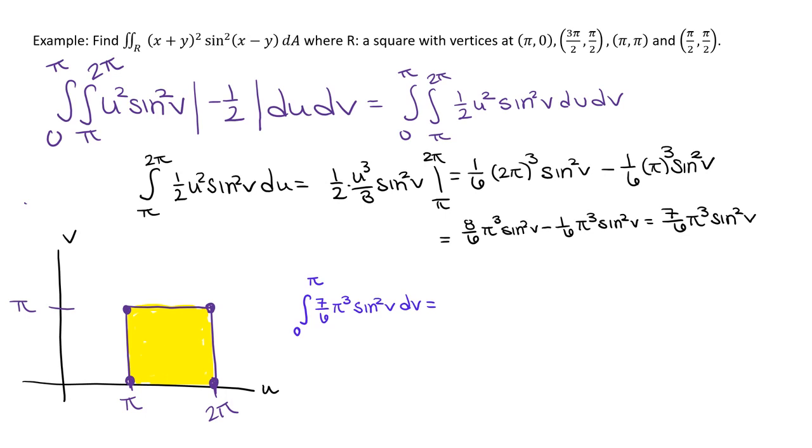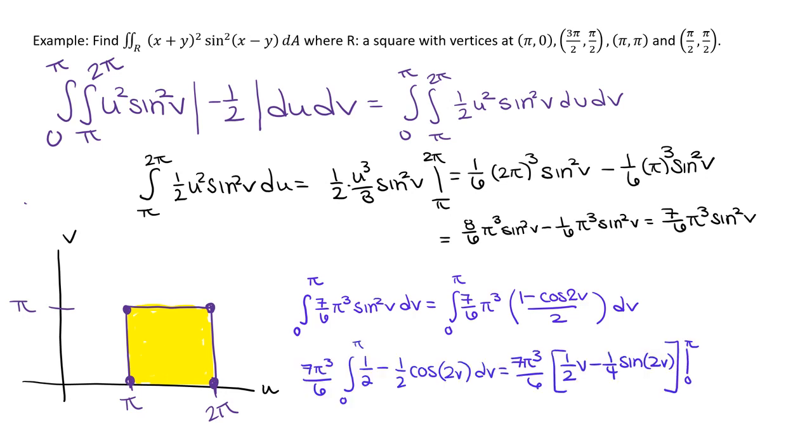So now I have to integrate 7/6 pi to the third sine squared v with respect to v. I'm going to use that power reducing identity to deal with the sine squared. I can replace sine squared with 1 minus cosine 2v over 2. Pull my constant out front. And I'm going to rewrite that power reducing identity as 2 terms, 1/2, and then minus 1/2 cosine 2v. Antiderivative would be 1/2 v minus 1/2 times 1/2, so 1/4 sine of 2v.